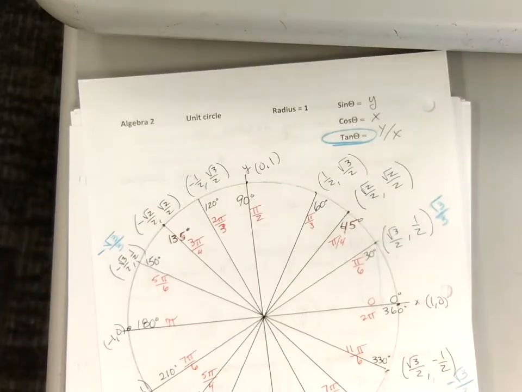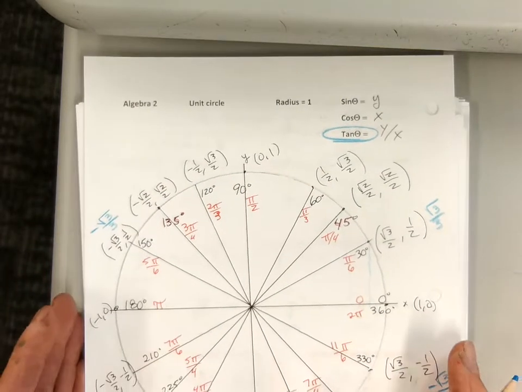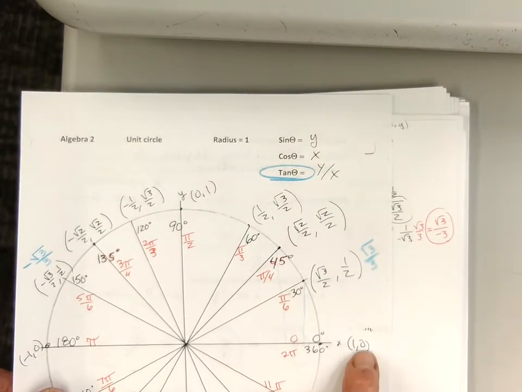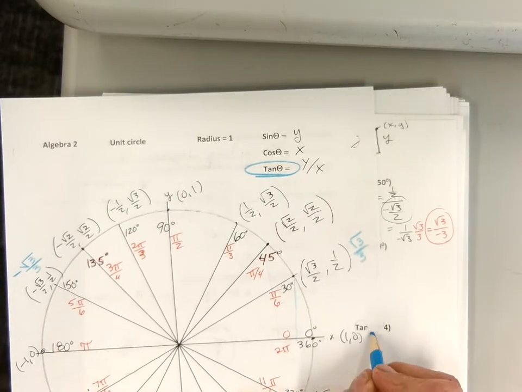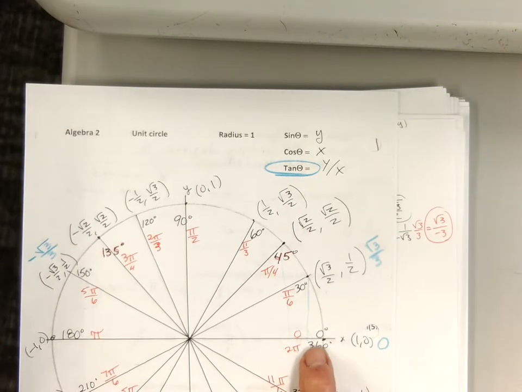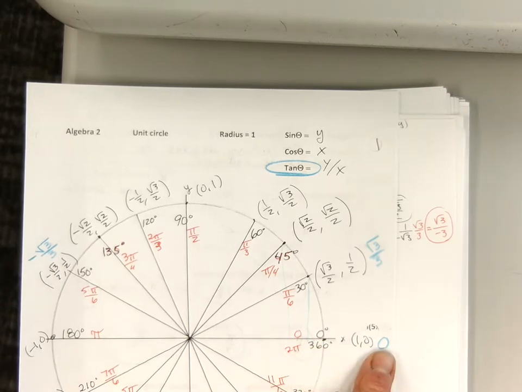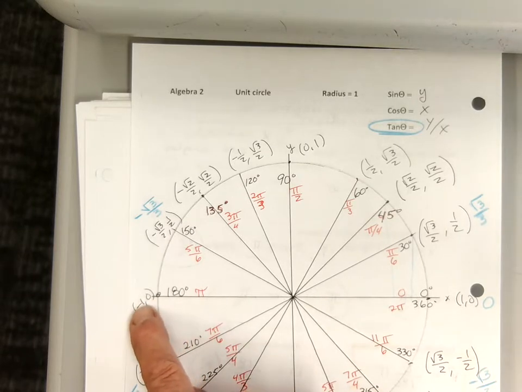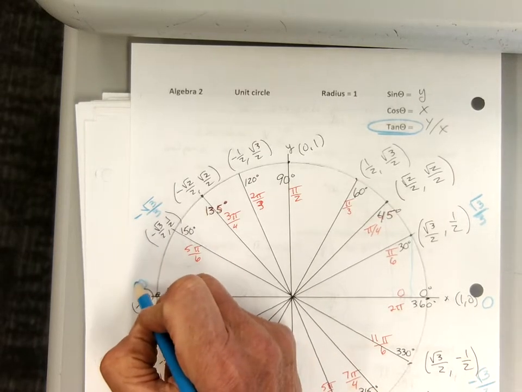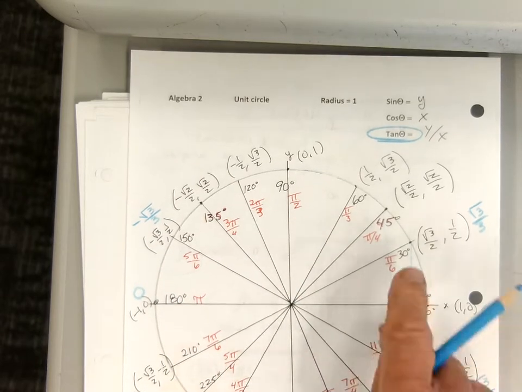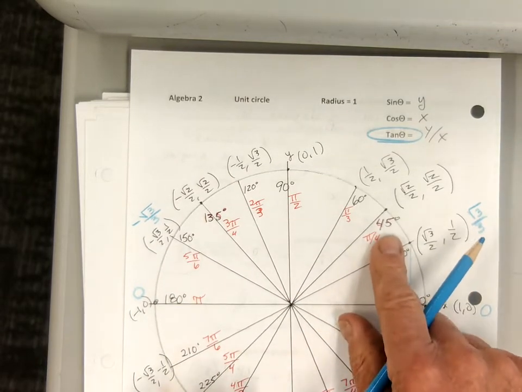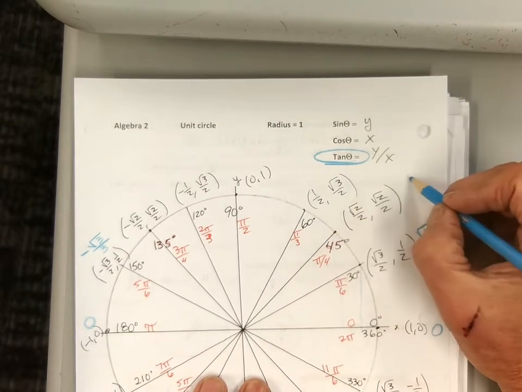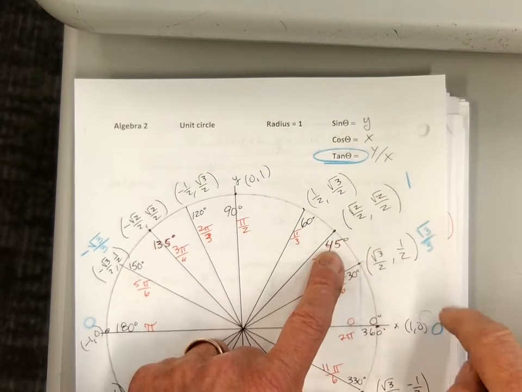Okay, now there's other angles I'd like to find. So let's find some of the easy ones. Now tangent is the y over the x. So at 0, the tangent value is just 0 over 1, which is 0. So the tangent of 0 is 0. The tangent of 180 is 0 over negative 1, which is 0. So the tangent of 180 is also 0. Let's go to 45. So the tangent of 45 is square root of 2 over 2 over square root of 2 over 2, which is just 1. Something divided by itself is just 1.